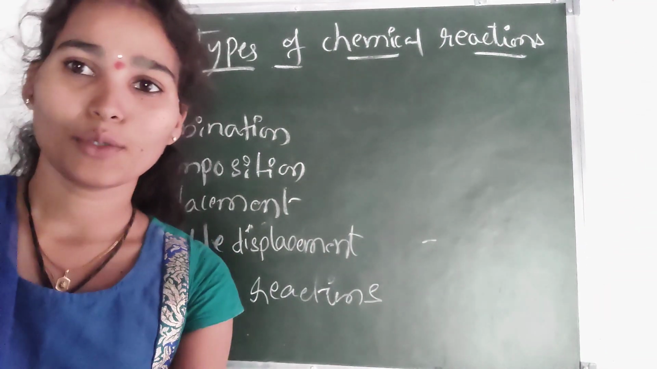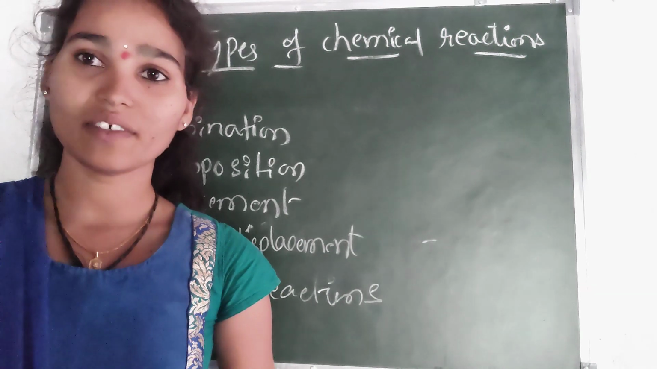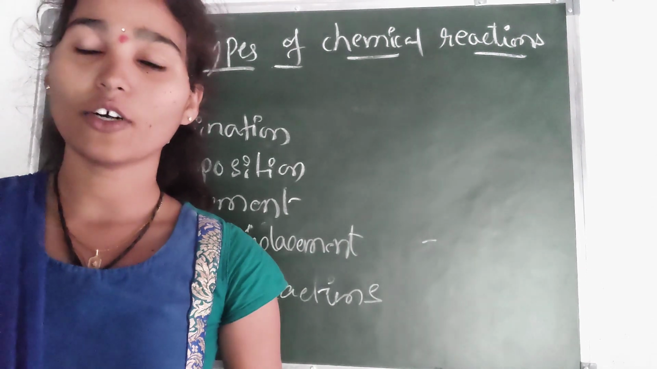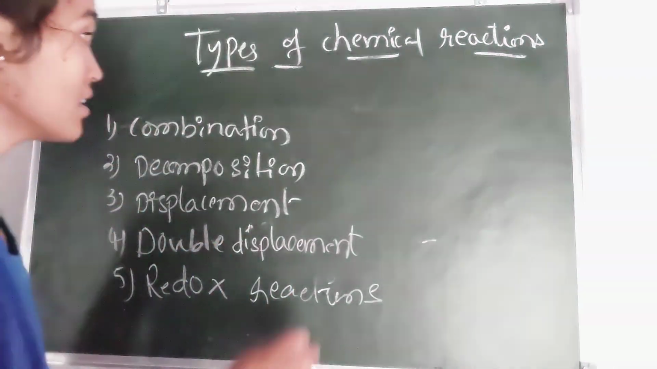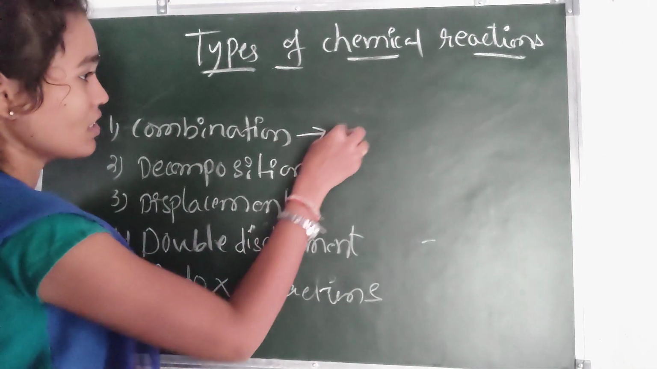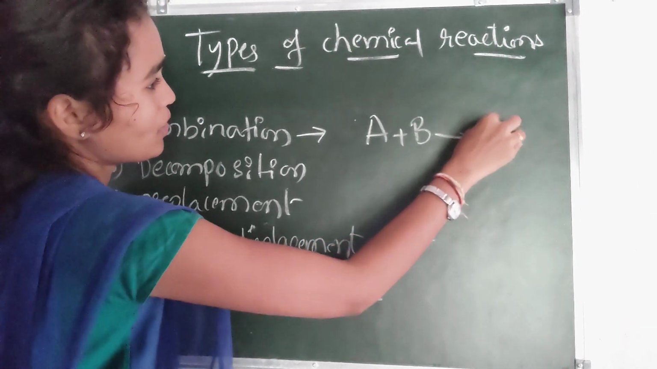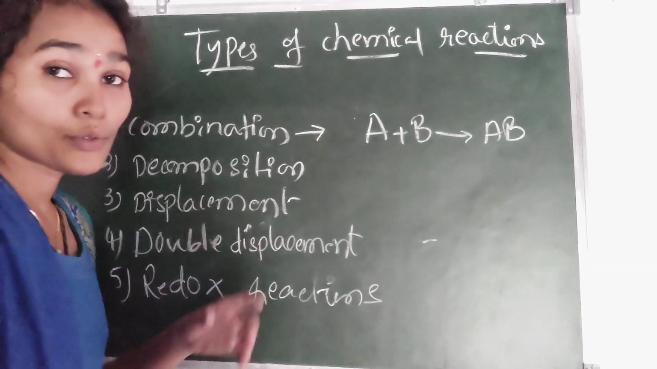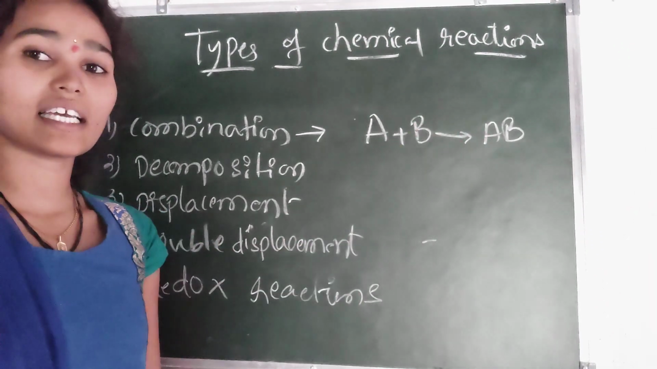Hi friends, today our topic is types of chemical reactions. Already we have done combination, decomposition, displacement and double displacement. So see here, simply, what is combination? A plus B gives rise to AB. Two or more substances involved in a chemical reaction form a single product.